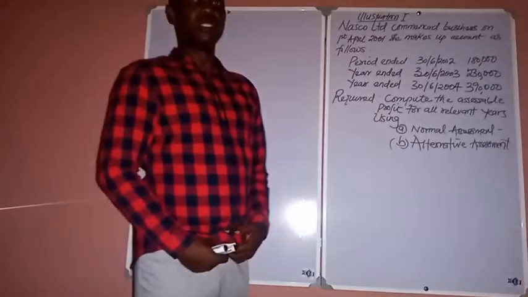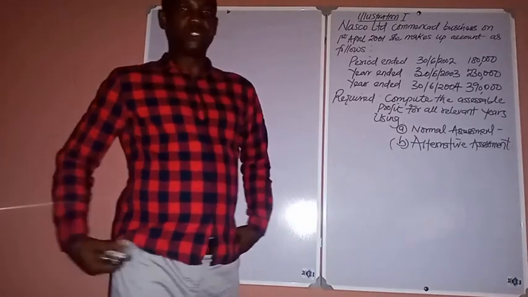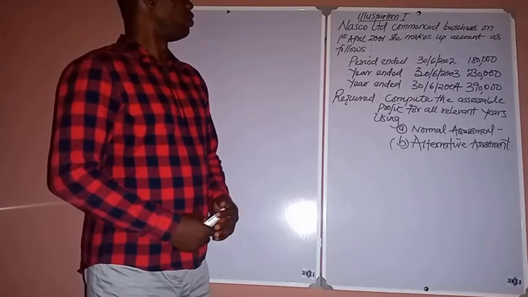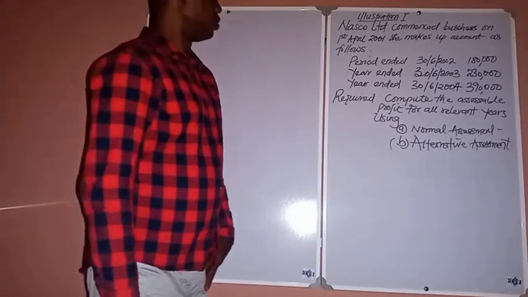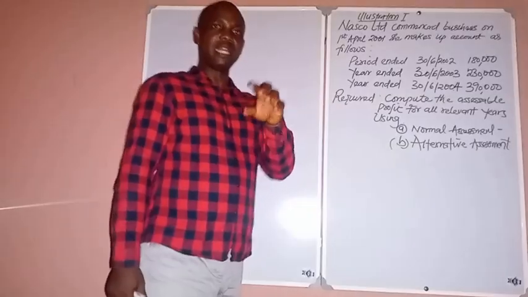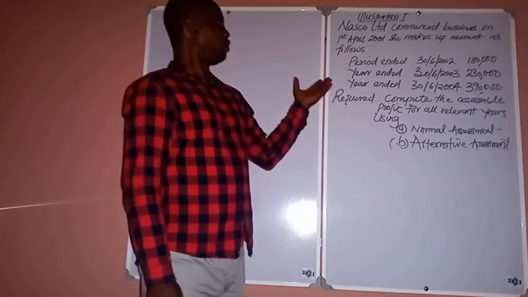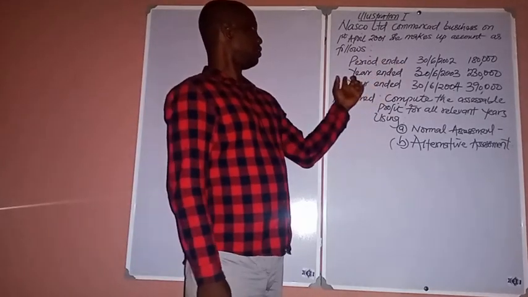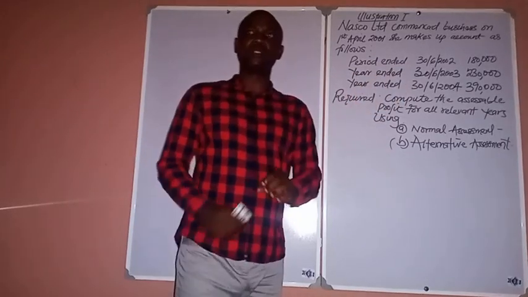This is a very interesting question. It is an examination question under taxation in a topic called basis of assessment. Now look at this question. I want to start by putting a little analysis to this question. Why did they start using period ended? Then after that they talk about year ended, year ended. I need to separate something here.